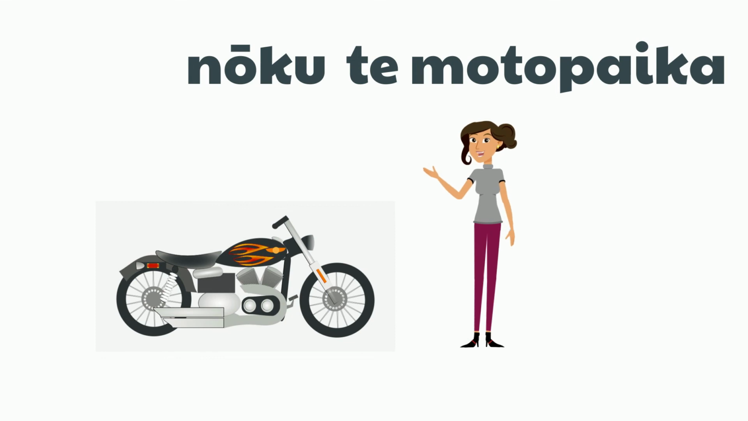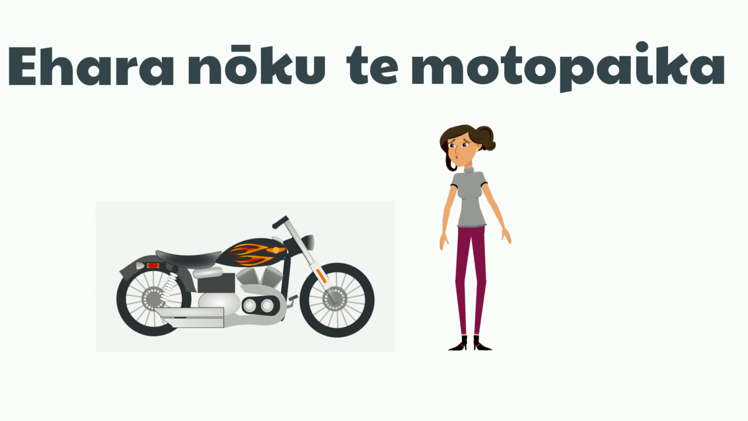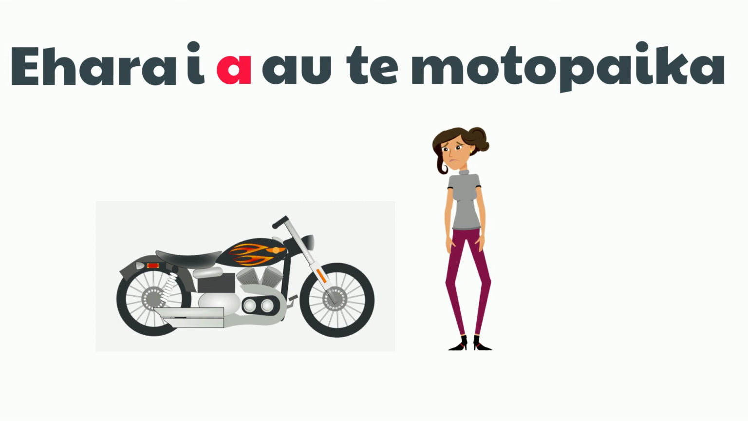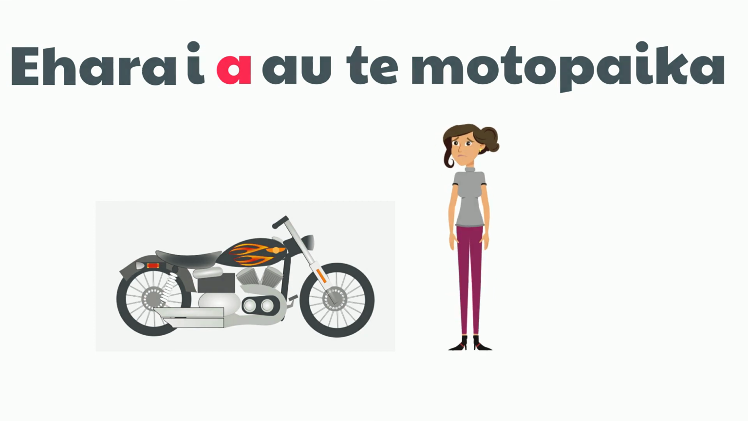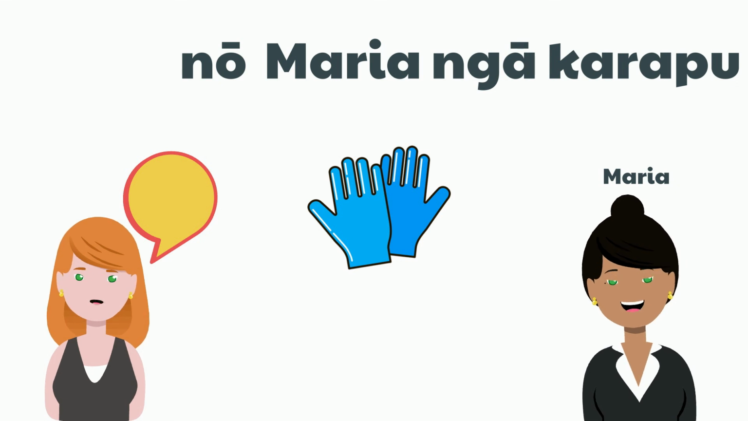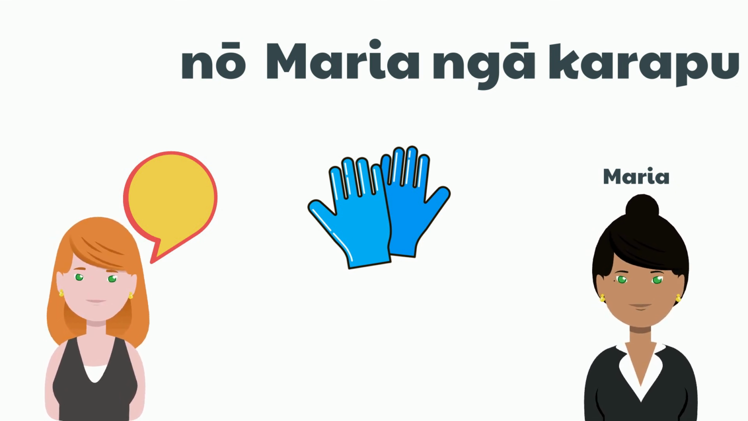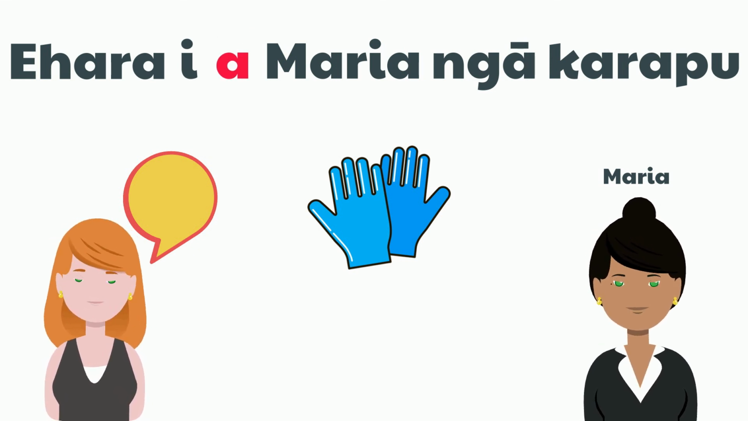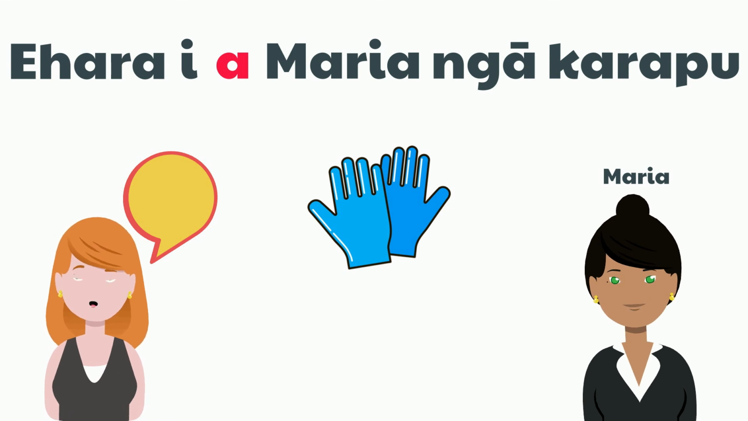Nōku te motopaika. The motorbike is mine. Ehara ia au te motopaika. The motorbike is not mine. Nō Maria ngā karapu. The gloves are Maria's. Ehara ia Maria ngā karapu. The gloves are not Maria's.